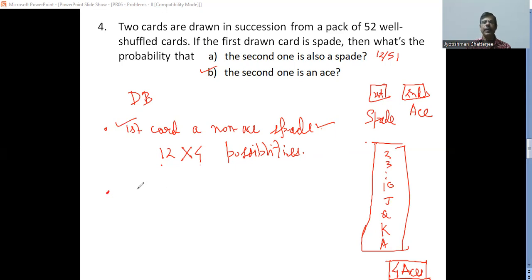Now, what happens if the first drawn card is ace of spade? In that case, there is no more choice for the first position because the first position is fixed with ace of spade. How many ways can we fill the second position? Only 3 ways, because this ace can come from either club or diamond or heart. So there are 3 possibilities.